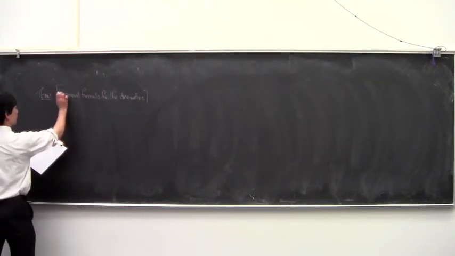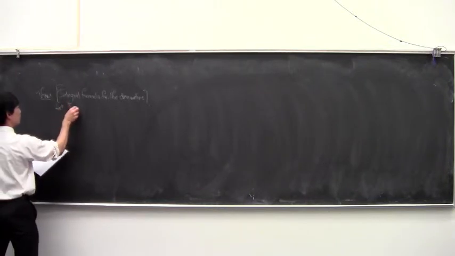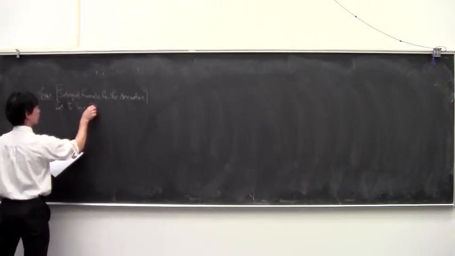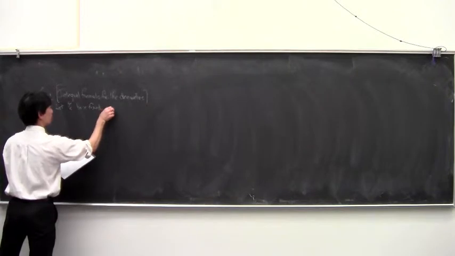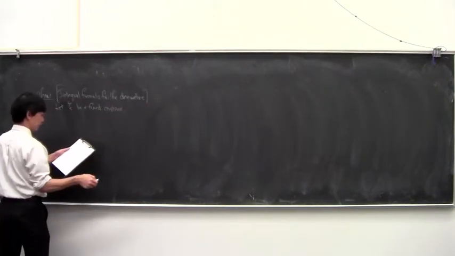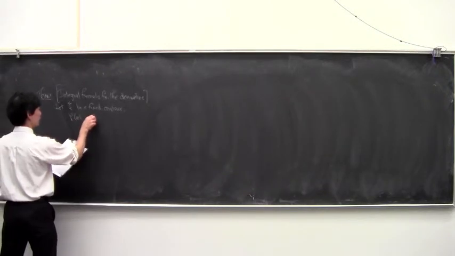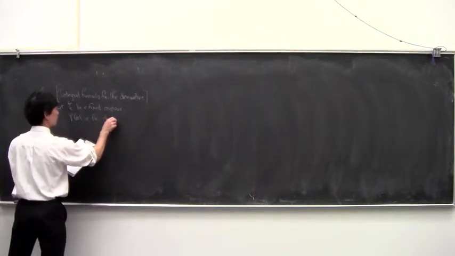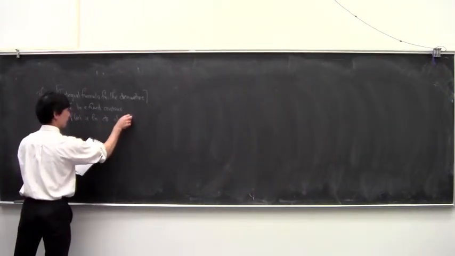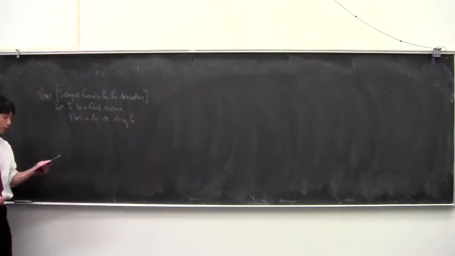So let script C be a fixed contour. Okay. And phi of z, a function continuous along that contour. Okay, so it's continuous on the contour.